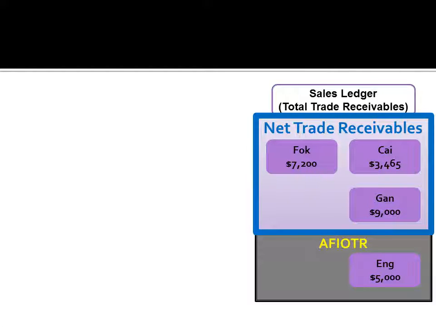So if you look at the diagram on the right, this is a visual representation of the business's sales ledger, or the total trade receivables. From this trade receivables, we can see that there are a total of 4 customers, one of which has been blacklisted previously. Ing, who owed the business $5,000, has been blacklisted, and the account has been placed in the allowance for impairment of trade receivables.